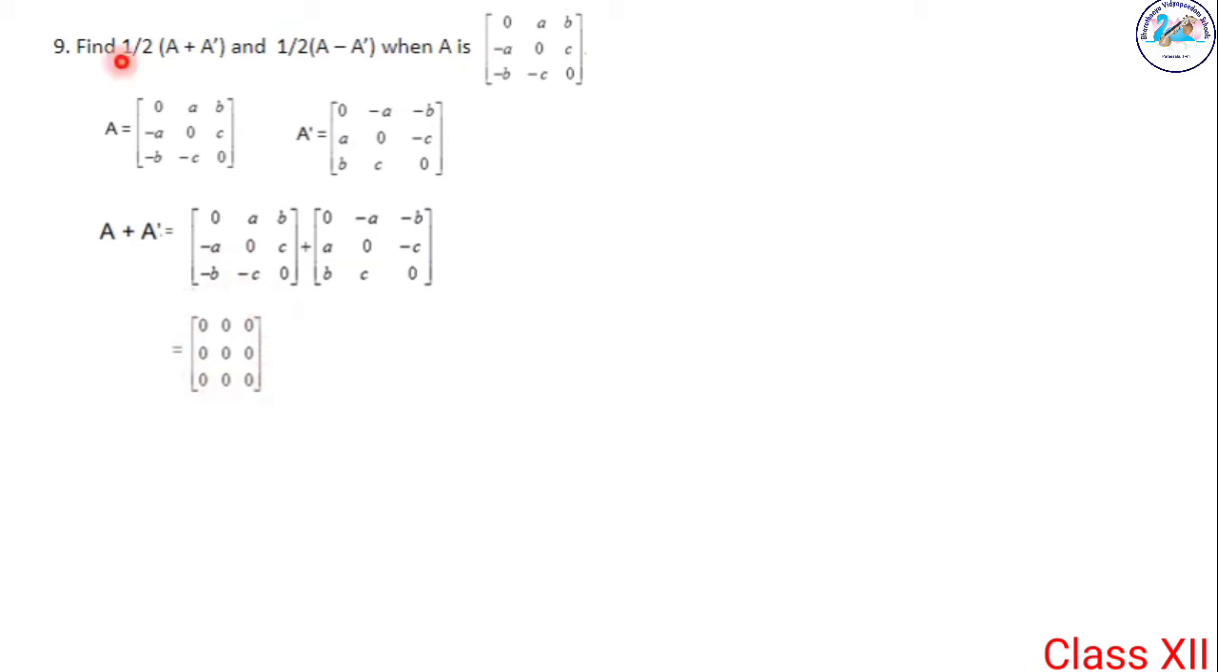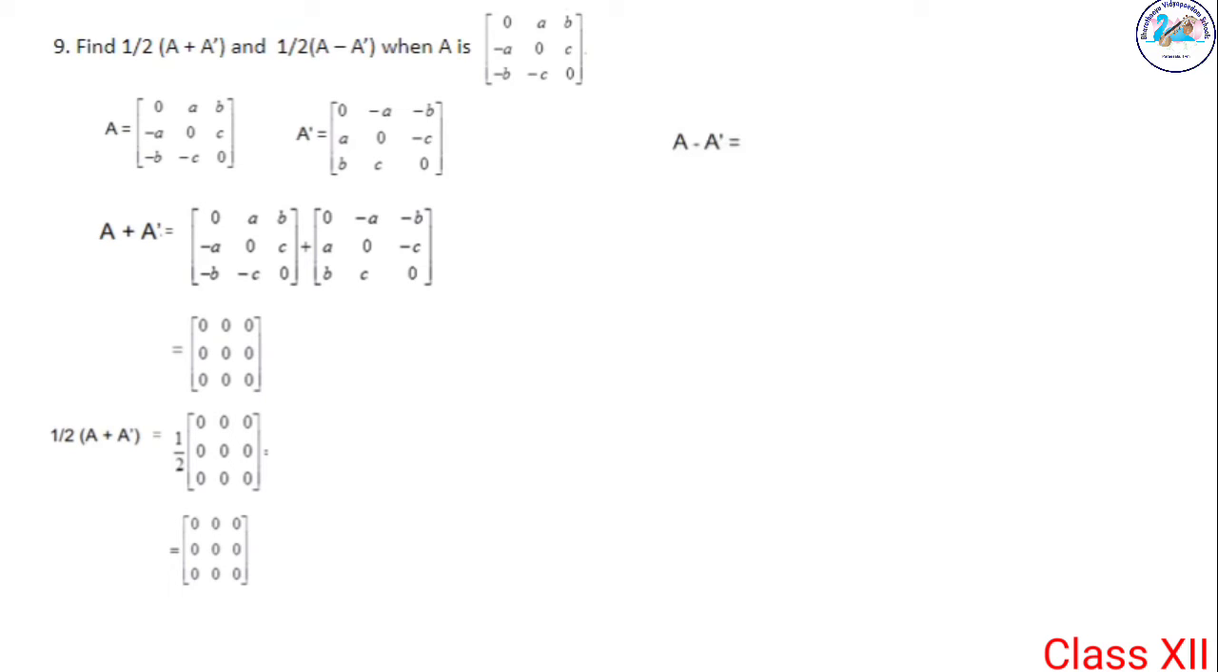Then we have to go for calculating 1 by 2 into (A plus A transpose). Means A plus A transpose is already here, we have to divide with 2. So 1 by 2 into (A plus A transpose) is equal to, just keep 1 by 2 outside, means multiply it with this matrix. If any scalar is multiplied with the 0 matrix, it remains the same, 0 0 0, same elements, it becomes a 0 matrix, you will get it.